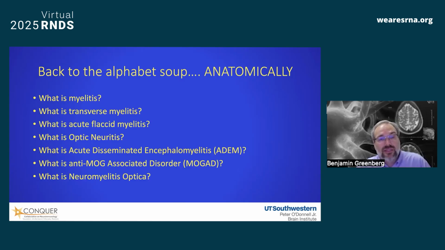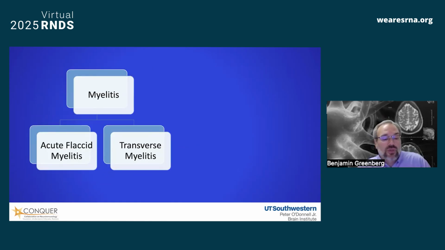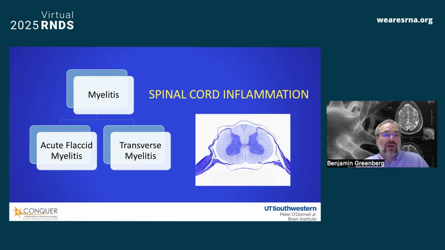Myelitis versus transverse myelitis, acute flaccid myelitis, optic neuritis, ADEM, MOGAD, and neuromyelitis optica. What is the anatomic basis of separating these things? So in the beginning, the separations are relatively simple. First, we start with the spinal cord. If you have spinal cord inflammation, the term that gets used is myelitis. What that means is the immune system has entered the spinal cord, either by mistake in a post-infectious or autoimmune pathology, or in a para-infectious pathology, fighting off a virus, but in the meantime, causing independent damage to the tissue.